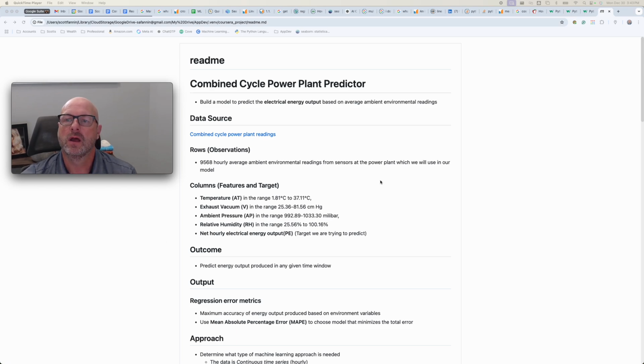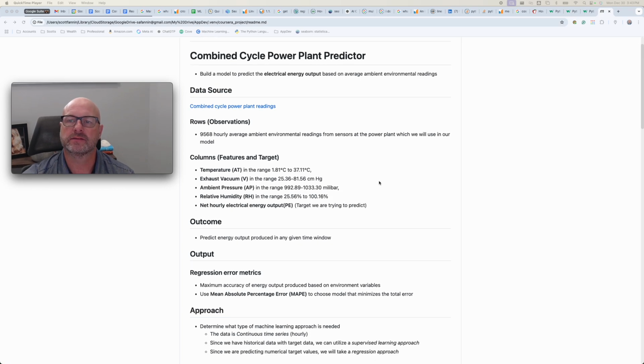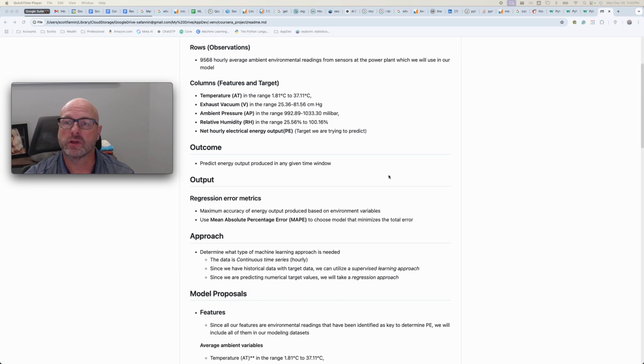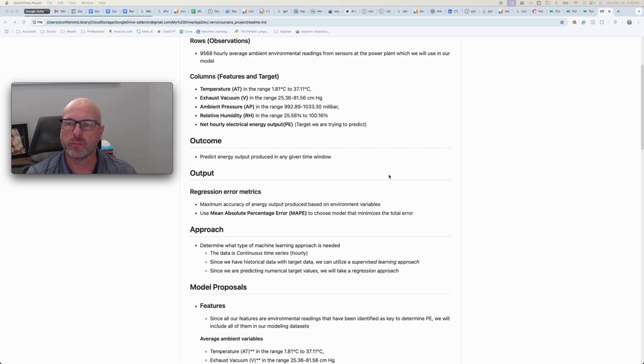What I did here, we brought in the data that has over 9,000 rows of data from these environmental readings. And then the columns represent the features and the targets, and you can see what those are here. The outcome we're looking for is we want to predict the energy output produced for any given time window. So the hope here is that we can take data that has a bunch of ambient readings and predict what our output would look like for any given time period that we would desire.